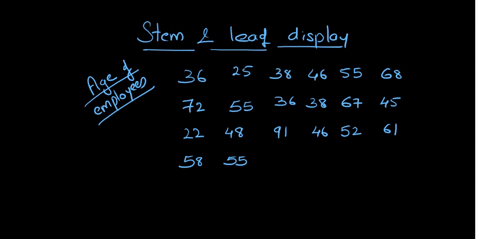So first you have to see how many observations there are. 1, 2, 3, 4, 5, 6, 6 into 3, 18 plus 2, 20 observations. So the number of observations is 20. This we can call the sample size also. Typically we use the letter N for sample size, and N is equal to 20 in this case. Now you can make the stem and leaf plot.